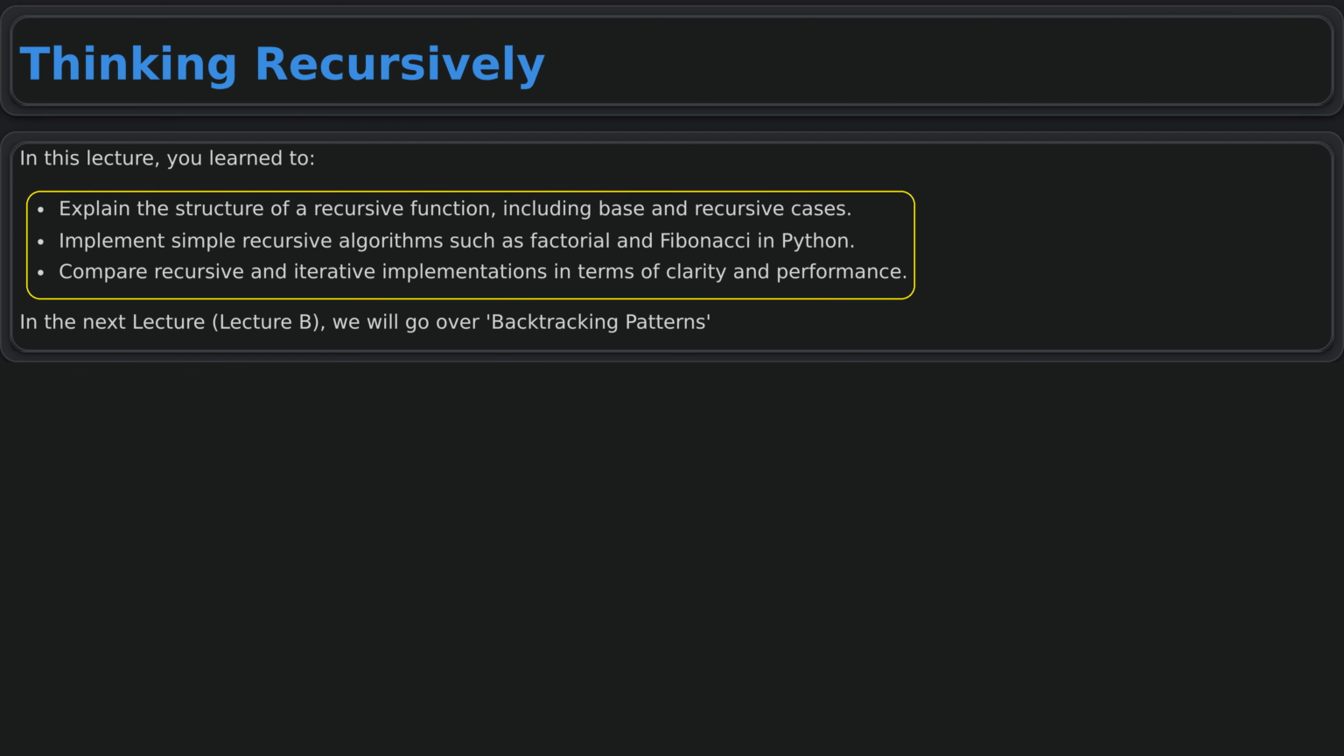In this lecture, you learn to explain the structure of a recursive function, including base and recursive cases, implement simple recursive algorithms such as factorial and Fibonacci in Python, and compare recursive and iterative implementations in terms of clarity and performance. In the next lecture, Lecture B, we will go over backtracking patterns.